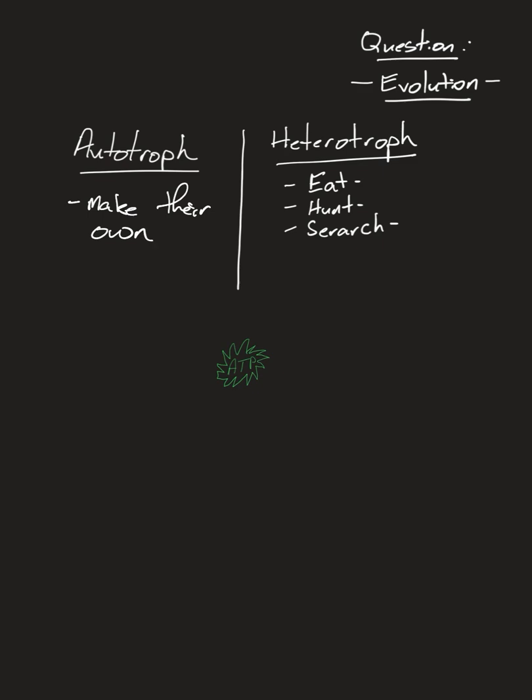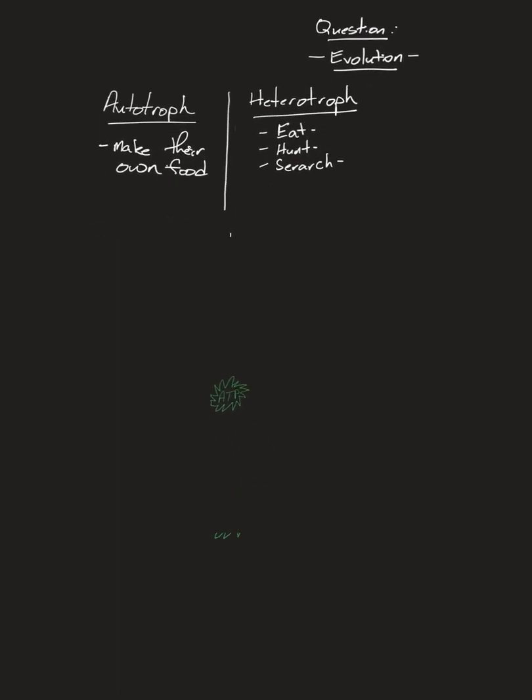They make their own food. Can they make their own energy? No, it's not possible. You can't make your own energy. You can only change it. You cannot create it or destroy it. So to get ATP, heterotrophs eat, autotrophs make their own. There's several kinds of autotrophs. Heterotrophs, I think it's easy. We'll talk about it.